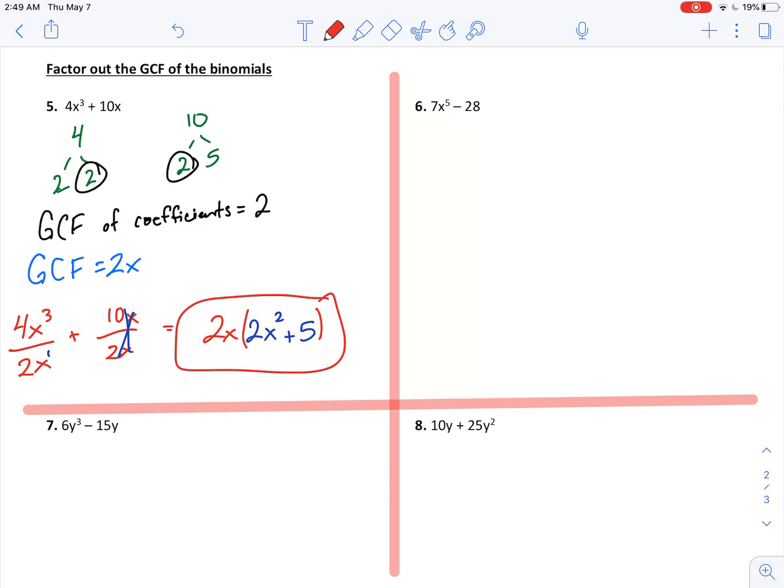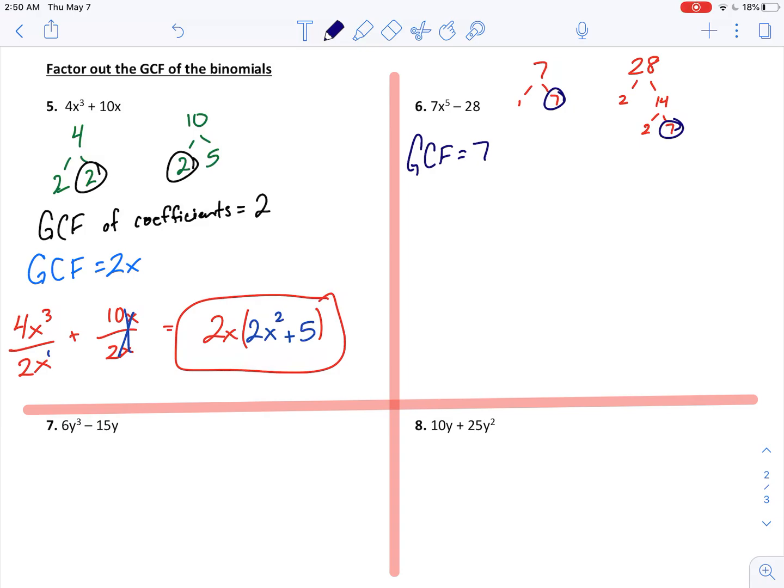Alright, let's try number 6. So the GCF of 7 and 28. 7 is just 1 and 7. 28, I have 2 and 14. 14 is 2 times 7. Let's circle what they have in common. Got a 7 and a 7, and nothing else. So my greatest common factor is 7.